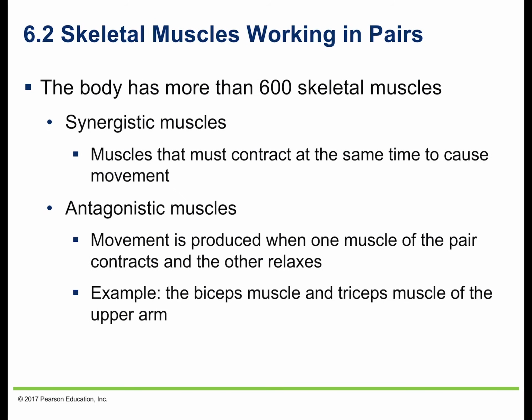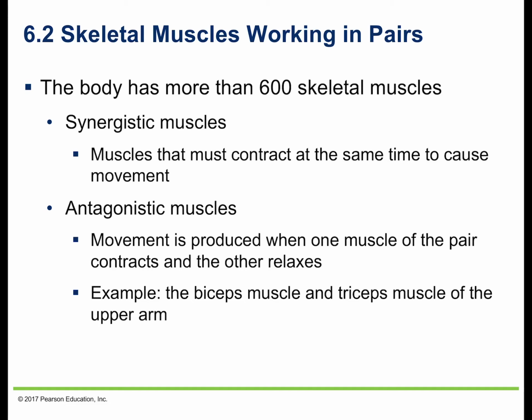All right, so you have over 600 types of skeletal muscles. Some work together to cause a certain type of movement. So when you move your arm in a circle, it's a group of muscles that will participate in that action. There are some muscles that work in opposition to each other, so they're antagonistic.